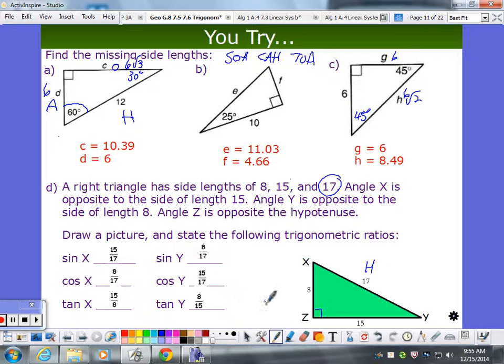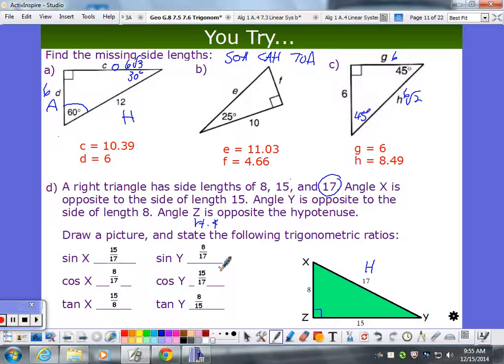I should have put a right angle here. So that means these are legs. And angle X, it says, is opposite to the side of length 15. So there's 15, X should be here. If you put 15 here, your X would be there. Depends on how you draw the triangle. And angle Y is opposite the side that's 8. Angle Z is opposite the hypotenuse, so that's your right angle.